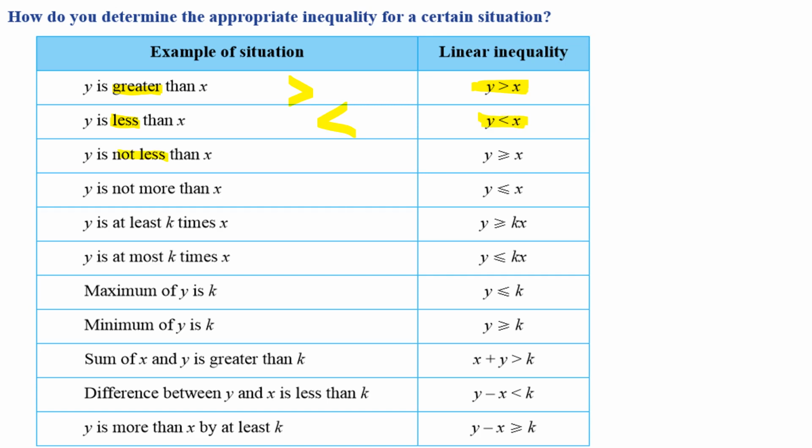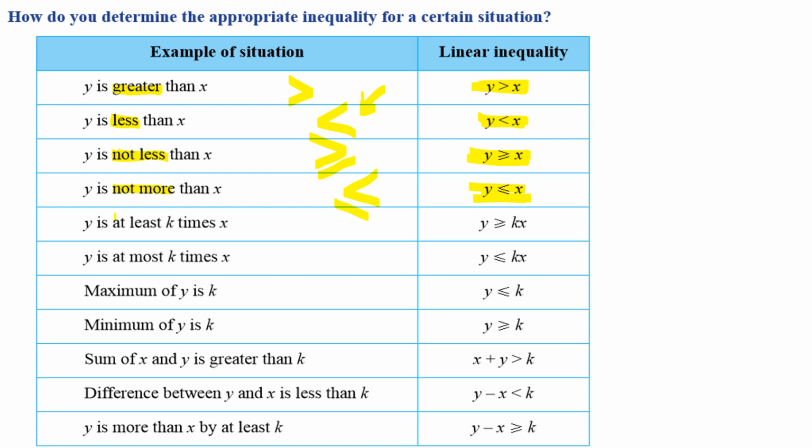Y is not less. When it has the words not less, you cannot say it's the same as this one. Not less, that means y is more than x, more or equal. Remember that equal sign. It can be the same as x. And if y is not more than x, that means it is less, less or equal. Remember that. That's why the linear inequality is y less or equal to x.